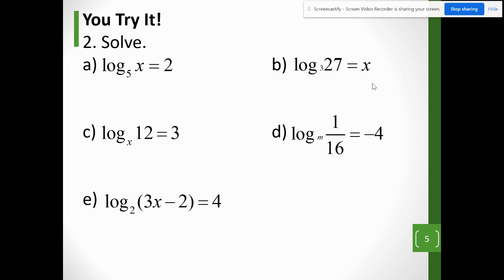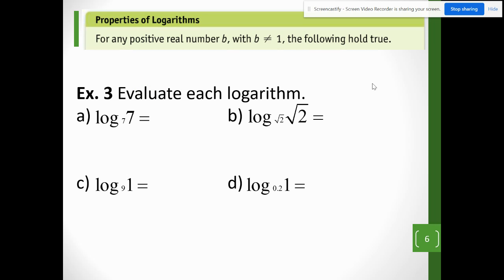Now this is for you guys to try at home. That's exactly what you guys will be getting. Now let's practice a couple rules.